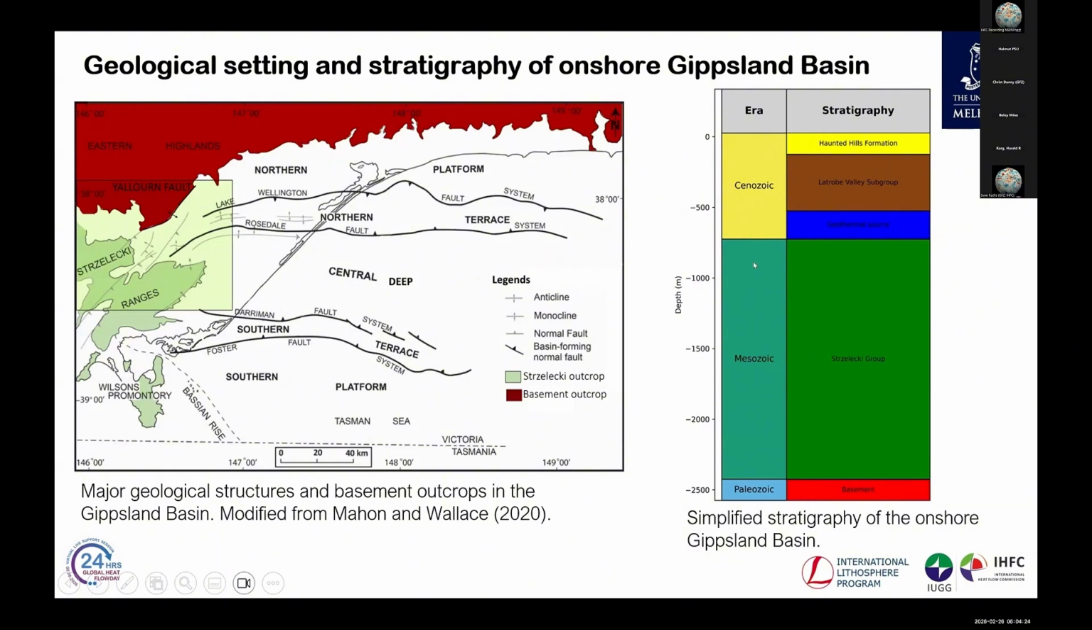And the right side figure shows the major stratigraphic units in the basin. So here we have the three major stratigraphic units aged as Cenozoic. The topmost one is the Haunted Hills formation. The name of this stratigraphic unit usually comes from the Australian stratigraphic unit database. And that's sitting on top of the Latrobe Valley subgroup, which is the coal-bearing unit within the basin.